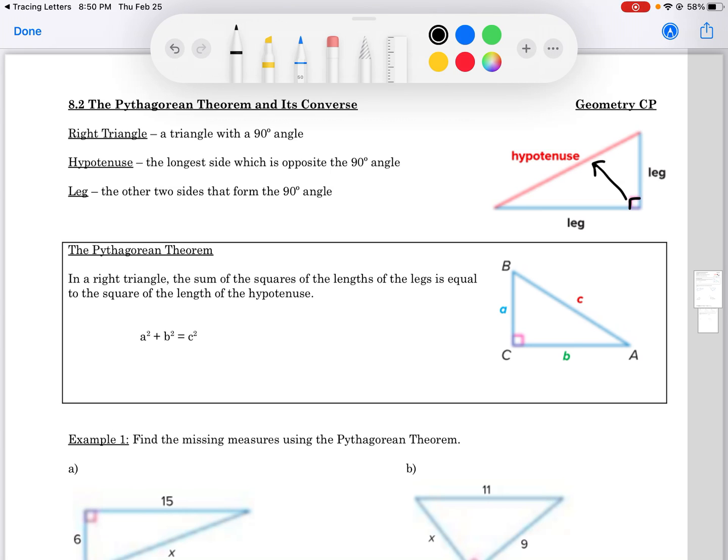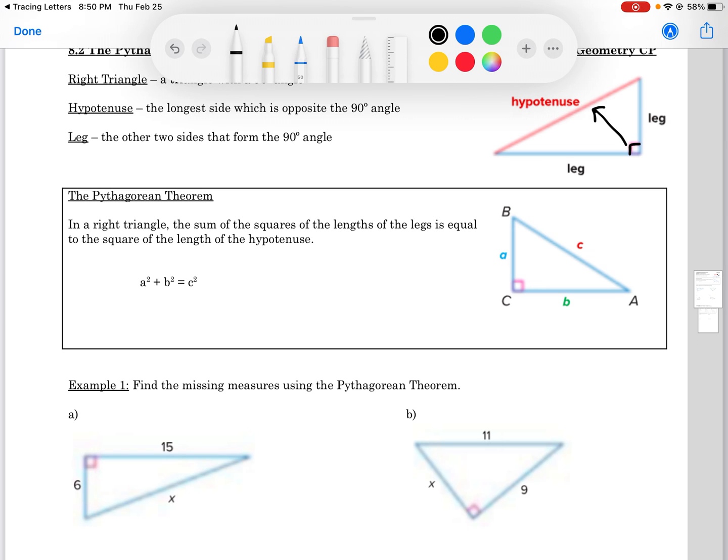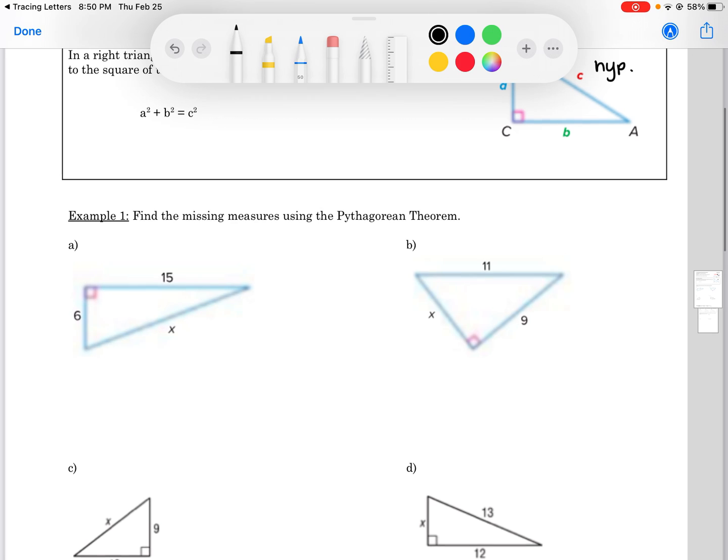For the Pythagorean theorem, which you guys have seen before, a squared plus b squared is equal to c squared. So it's leg squared plus leg squared is equal to hypotenuse squared. So c is our hypotenuse. Okay. So for these, we're going to find our missing side using that theorem.